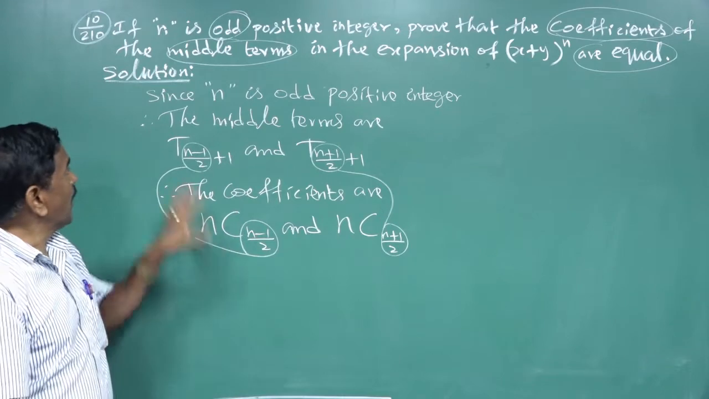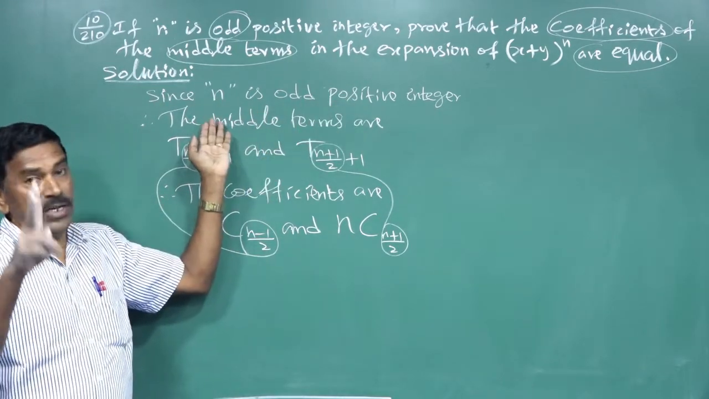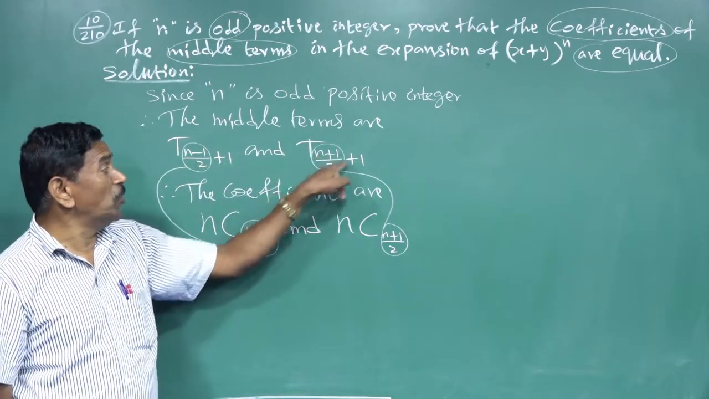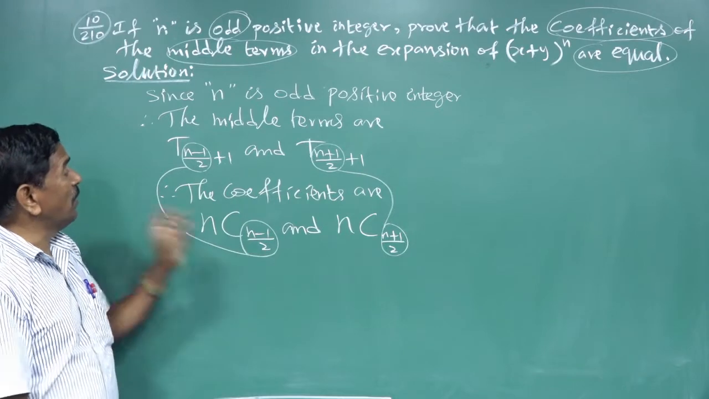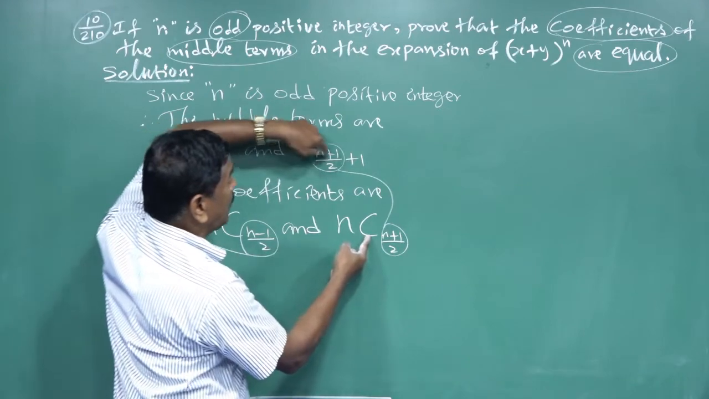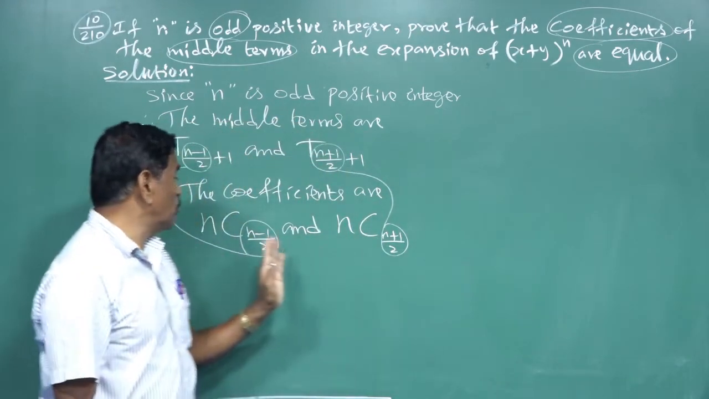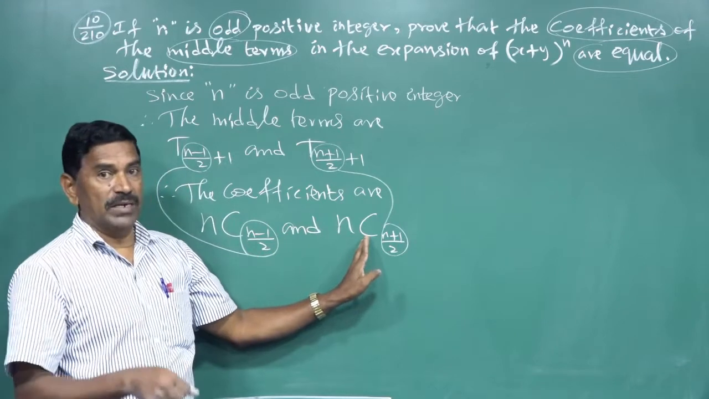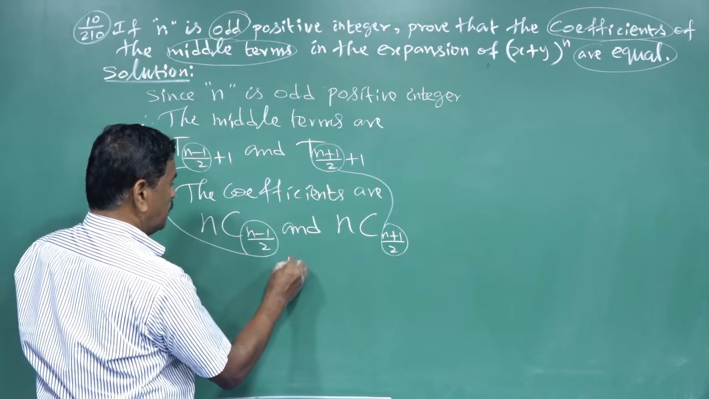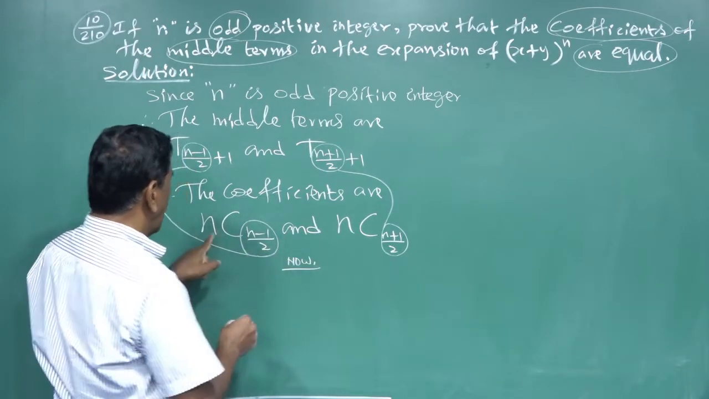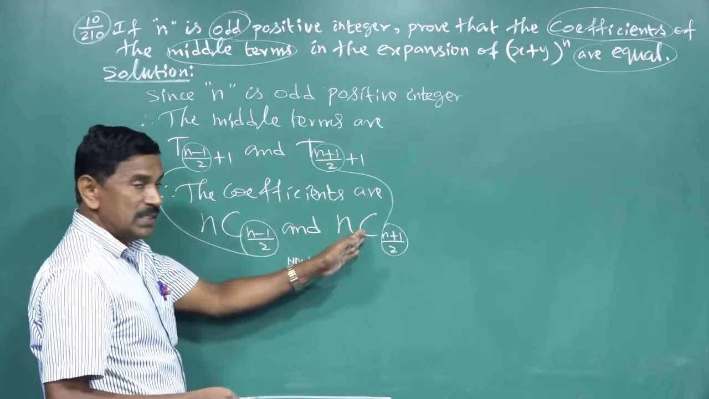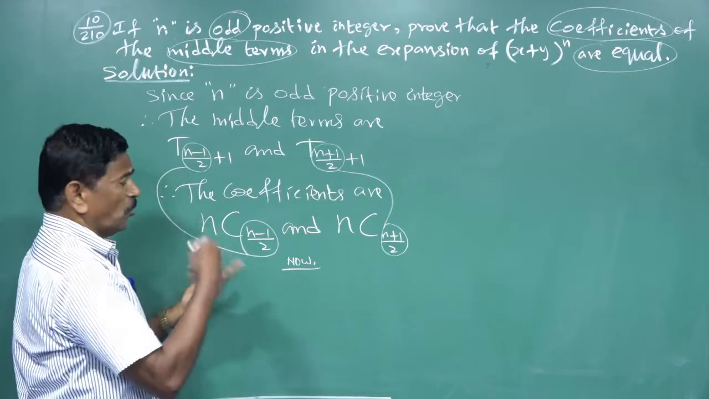Again, since n is an odd positive integer, there are two middle terms. They are T_((n-1)/2 + 1) and T_((n+1)/2 + 1). Therefore the coefficients are given by nC((n-1)/2) and nC((n+1)/2). That's all. Now we want to prove these two coefficients are equal. Now listen carefully, the preparation is very simple. Let us take the first one, then we want to prove it is equal to the second one.